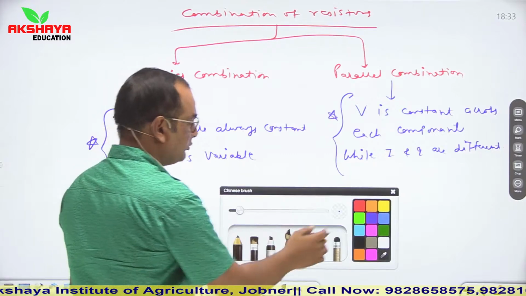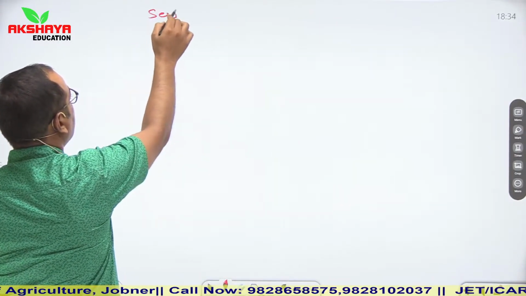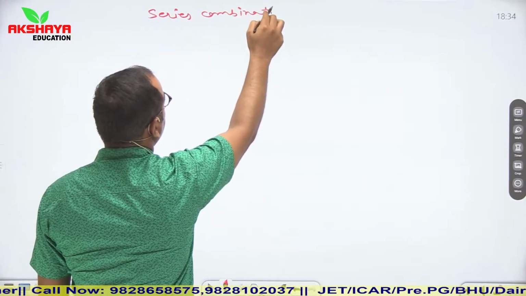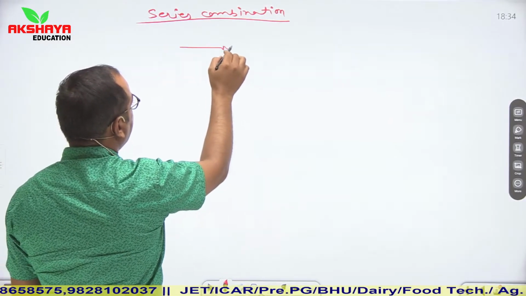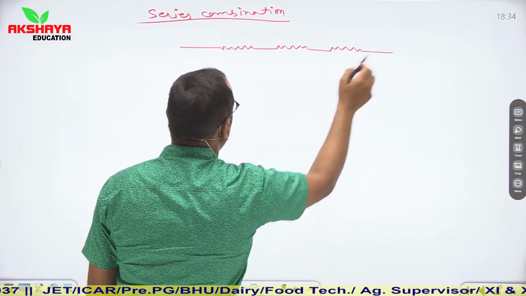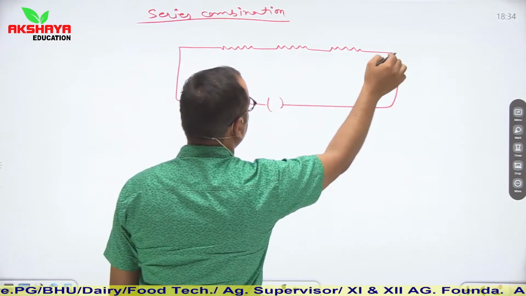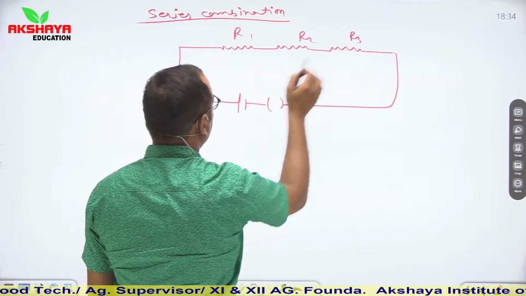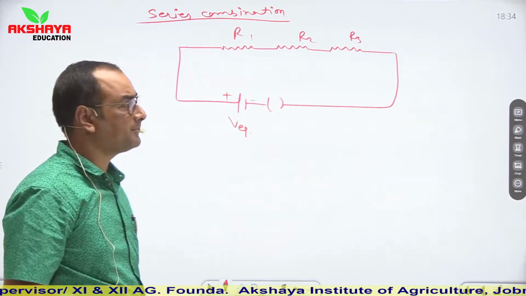Now see how they are connected in series and parallel. Let us see in our next slide. So first of all, I'm talking about series combination. Let us say in series combination, different resistors are connected with a source. Let us say these three resistors are connected with a source and a key in series. Their resistances are R1, R2, R3. Let us say the potential difference is V equivalent.